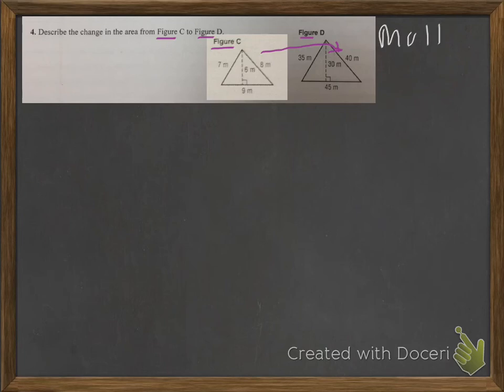So let's go ahead and write that off to the side here. And to get from 9 to 45, I also multiply by 5. And to get from 7 to 35, I also multiply by 5. So look at that. I think we've established the relationship is to multiply by 5.